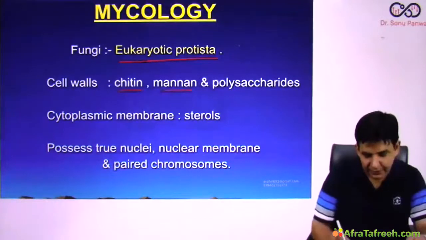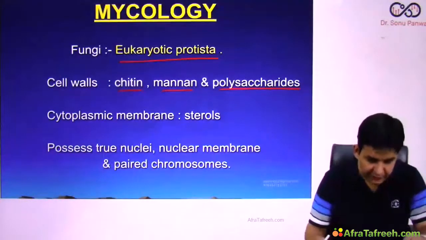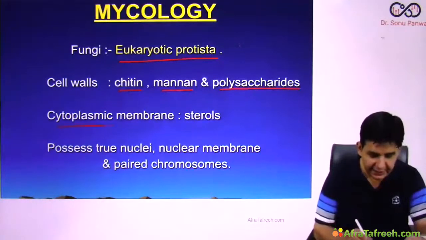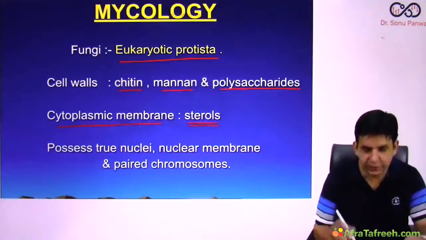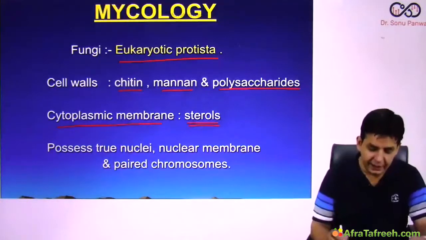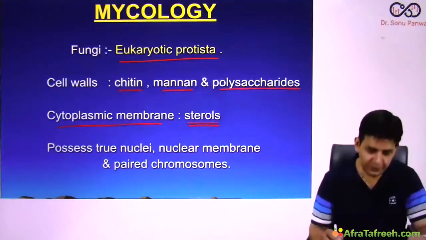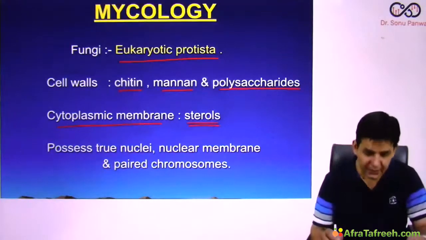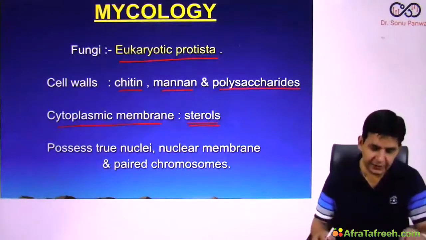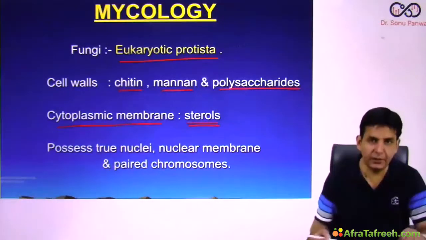Chitin, mannan and polysaccharides. Okay, the cell walls of them have chitin, mannan and polysaccharides, and the cytoplasmic membrane of them is made up of what? Sterol. Okay, can you tell me which particular bacteria has a cytoplasmic membrane made up of sterol? The answer is Mycoplasma. But these fungi have this property of having the cytoplasmic membrane as sterol.